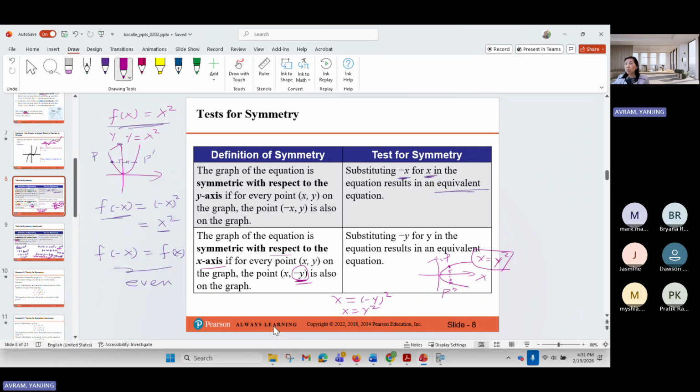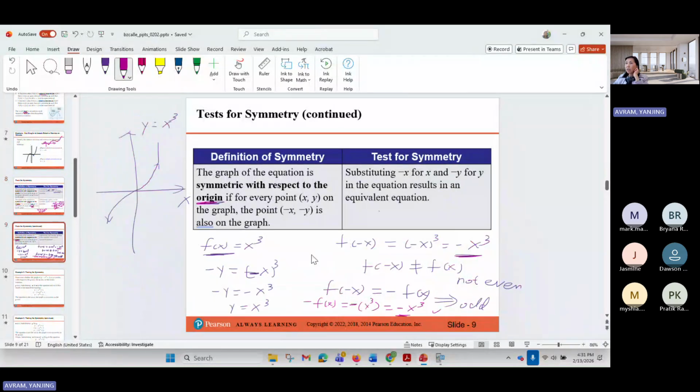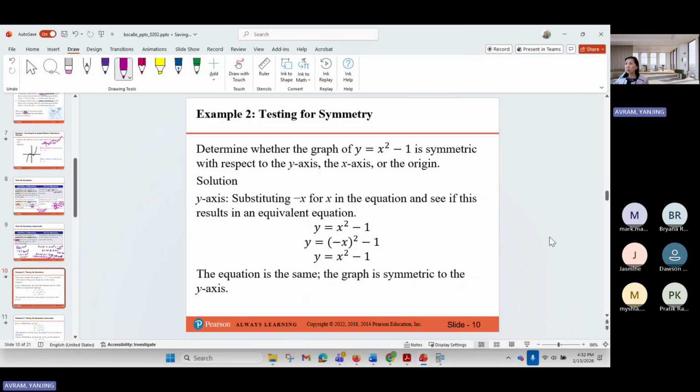We need to know the graph symmetry with the x-axis, y-axis, or origin. When it's symmetric with the y-axis, it is considered an even function. Symmetry with the origin is considered an odd function. So what does symmetry with the origin mean? If I find a point P in the graph, and then connect P with the origin and extend to the same distance, I can find a corresponding point here. That is considered symmetric. Any questions?